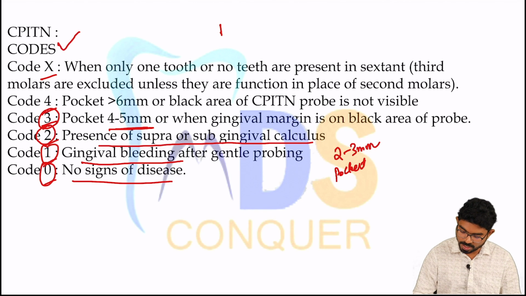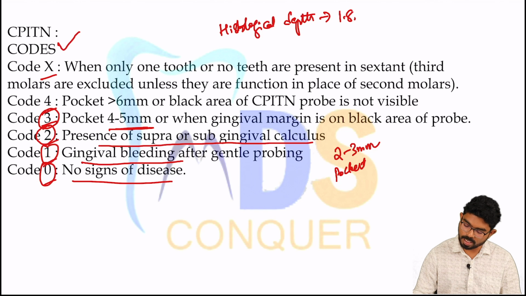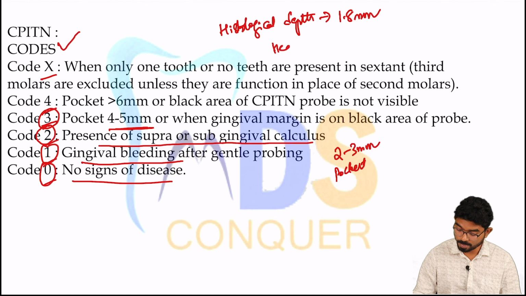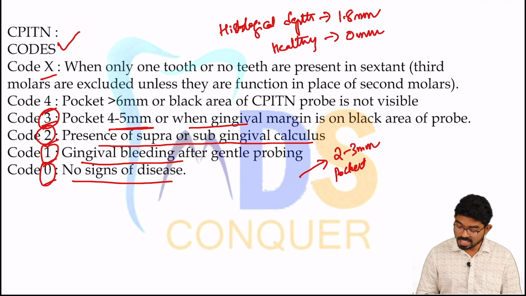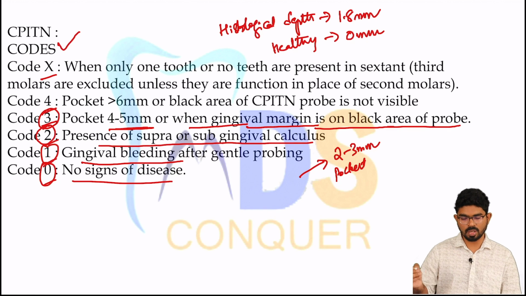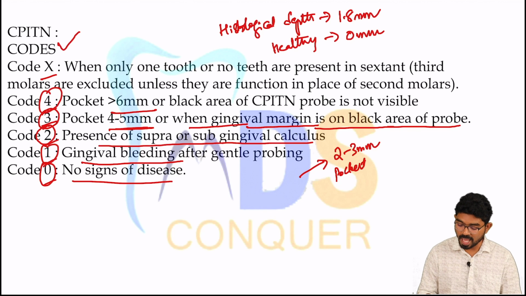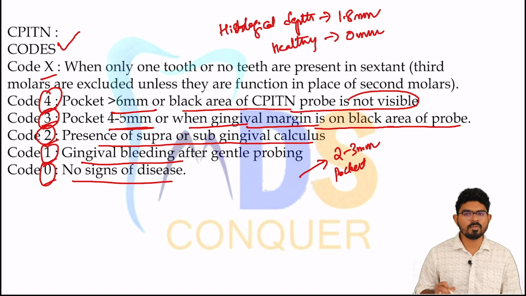So if they are asking a perio related question, what is the histological depth of the pocket? It is 1.8 millimeters. Ideally, in a healthy individual, in healthy gingiva, what is the depth of the pocket? 0 millimeters. Clinical probing range is 2 to 3 millimeters. So if it is 4 to 5 millimeters, or when the gingival margin is on the black area of the probe, when you are comparing with the probe, that coding is 3. And if it is more than 6 or the black area of the CPITN probe is not at all visible, then the coding is 4.